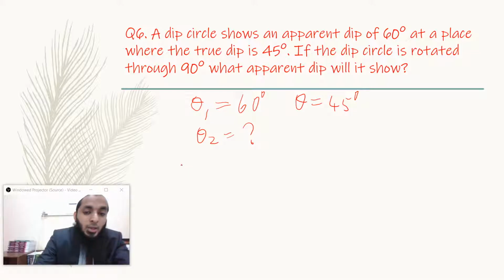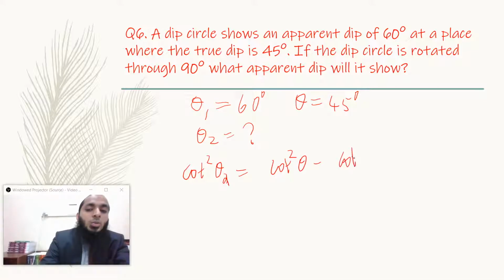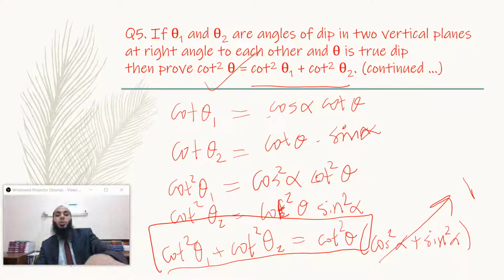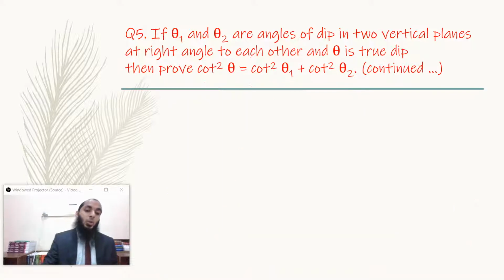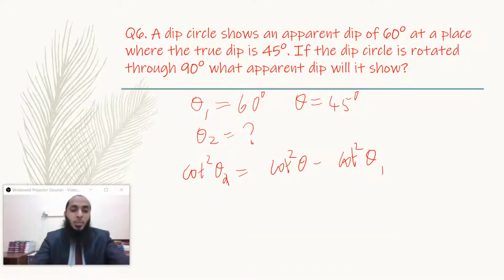So we can apply in the equation cot square theta 2 will be equal to cot square theta minus cot square theta 1. How did we get this? Because in the previous equation we got cot square theta 1 plus cot square theta 2 is equal to cot square theta. So we can write cot square theta 2 is equal to cot square theta minus cot square theta 1. So that's what I have written here. So directly you can substitute. Cot theta, for 45 degree, cot theta will be 1.